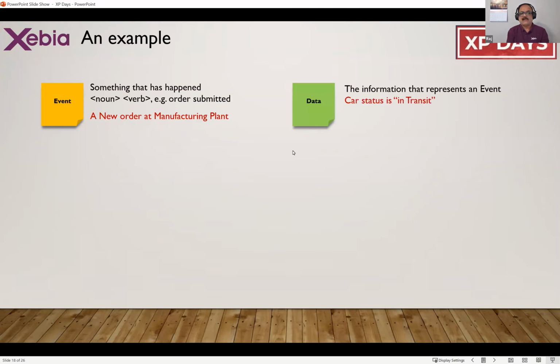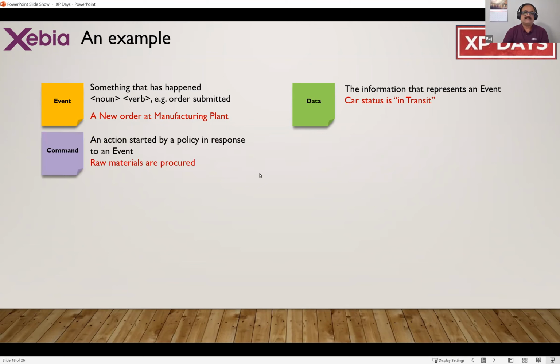What is the data? Data is about information. For example, your vehicle is ready to be assembled. Vehicle is assembled. Vehicle is in transit. That means it is loaded. That is information. Data is nothing but information which talks about an event.